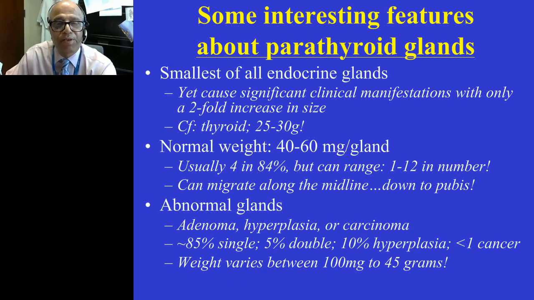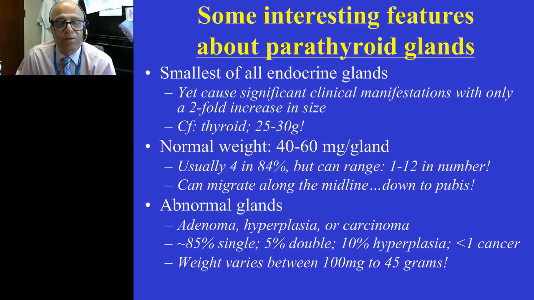Some interesting features about the parathyroid gland: it is the smallest of all endocrine glands. It's only milligram in size, but a mere 2-fold increase in its size causes significant clinical manifestations. The normal weight is about 40 to 60 milligrams. Most individuals have 4 glands, but the number can range from 1 to 12, and they can migrate along the midline down to the pubic region.